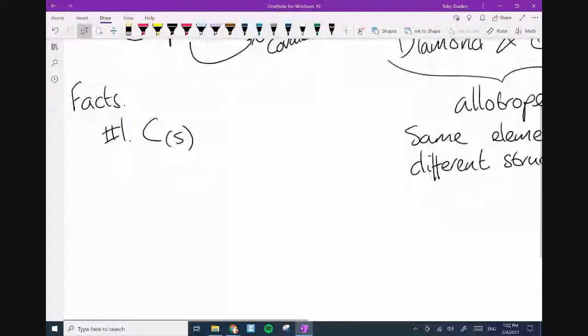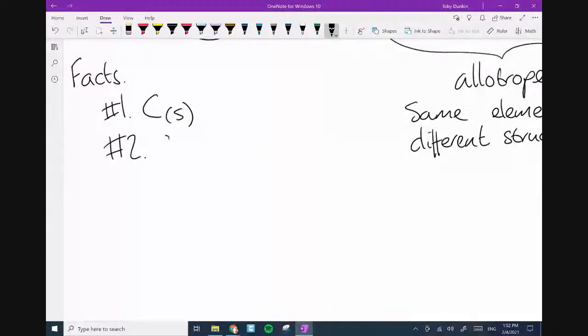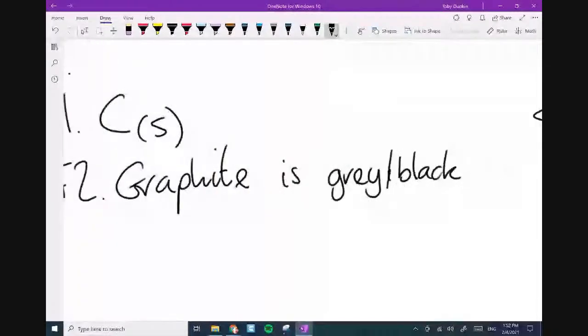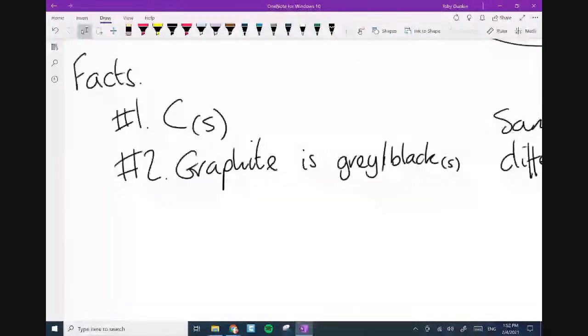Number two, graphite is gray-black. It's nice to pick up its colors. Gray-black solid. I'm actually just going to put the state symbol. There we go. It's nice then to realize that diamonds, of course, are completely see-through. It's quite nice to always talk about that as well.